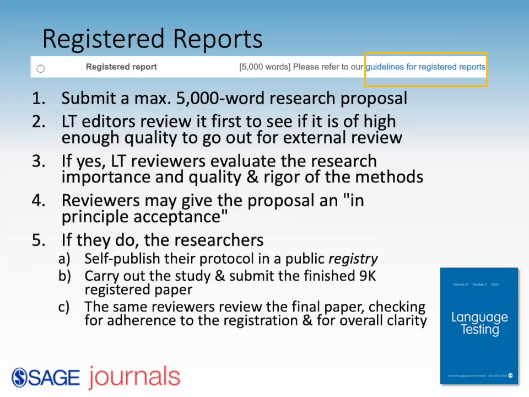And so what I've done here is I've listed out the steps of submitting a registered report. And that's why these ones are not just bullets, but actually numbers, showing the linear nature of the submission process. So what an author set would do first is submit their 5,000 word or less research proposal to the journal under the category of registered report.